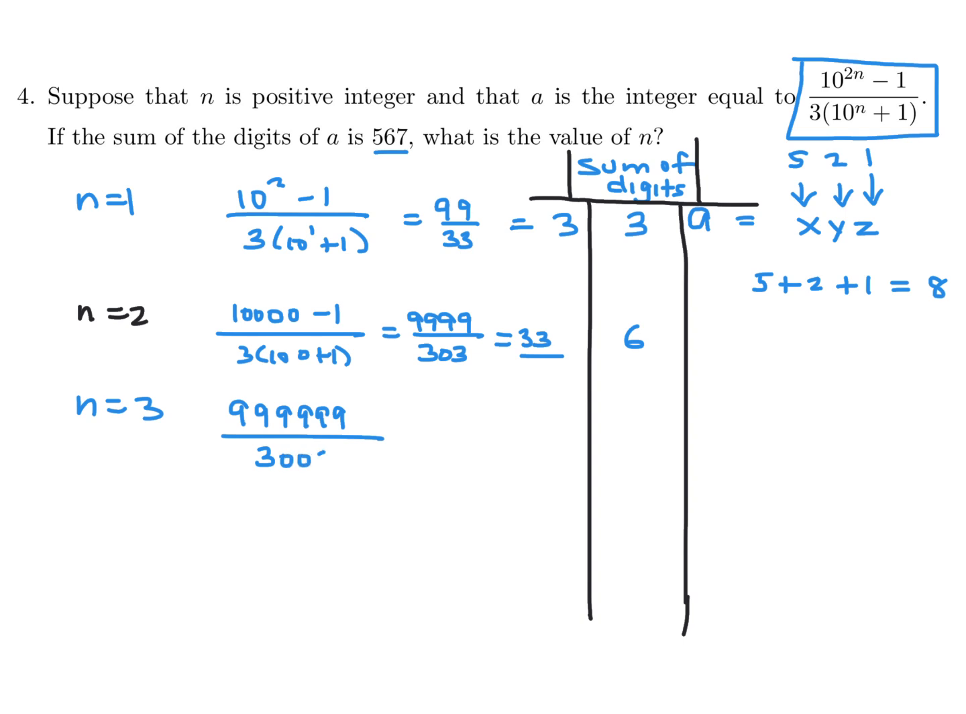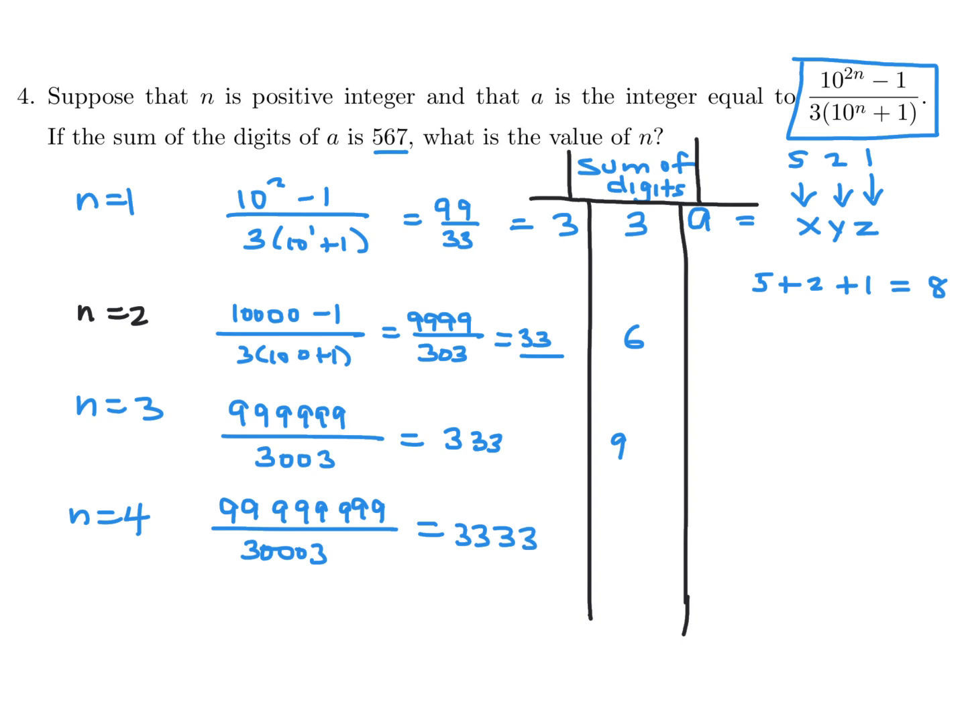When n equals 3, we got this one, and this is 333. Okay, so this sum of the digits is 9. Okay, now I'm seeing a little bit of a pattern here. Let me see if I can get just one more, and I think it should be pretty obvious. 9999, as long as I do it properly. 3003, and this is 3333. Okay, so this is 12. Okay, I got it. So I believe that the sum of the digits is equivalent to 3n.